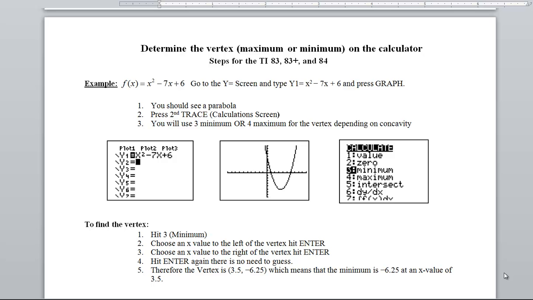In this video, we're going to determine the vertex, a maximum or minimum, on the calculator. In the very last video, we had a formula. Remember, x equals negative b over 2a, in order to find the x value of the vertex by hand. A lot of times it's very useful, but this is another way to find the vertex, and we will need this process later when we get to problems that do not have a formula to find the vertex.